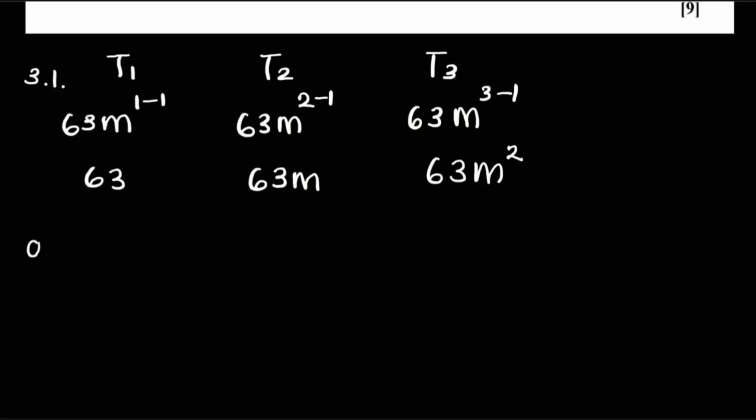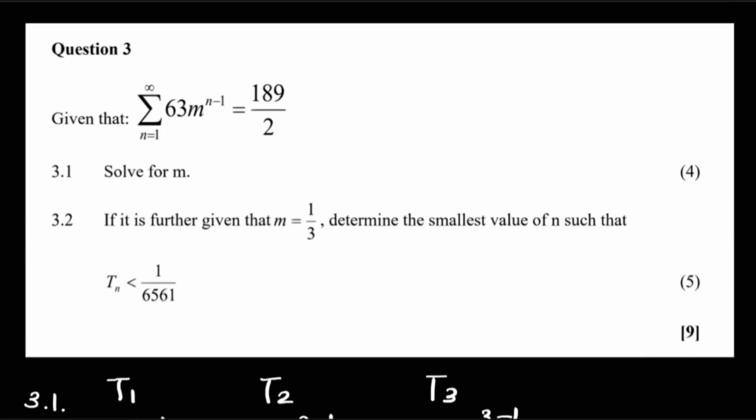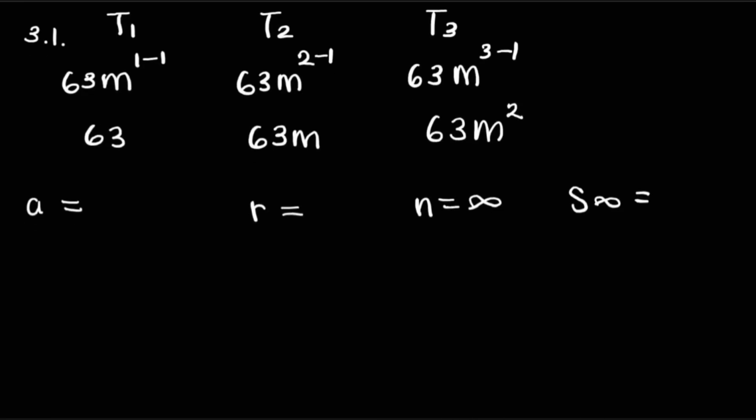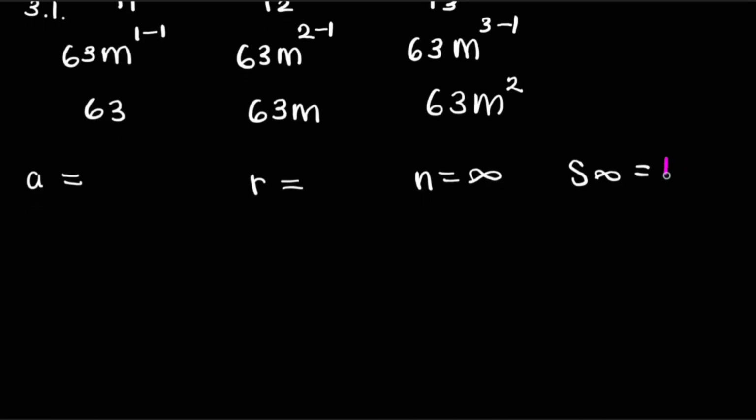Thereafter, we would need to determine a. Since this is sum to infinity, it's a geometric series. So we would need to determine a, r, and n. But in this case, remember, n is infinity because it goes up to infinity, right? And the thing is, we have one extra bit of information with this question, which is the answer. We know that for sum to infinity, the answer is 189 over 2, because that's what's given to us on the right-hand side. So we know that is 189 over 2. That's the extra bit of information that we have.